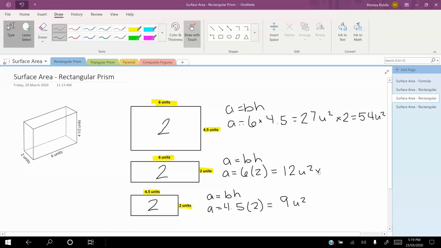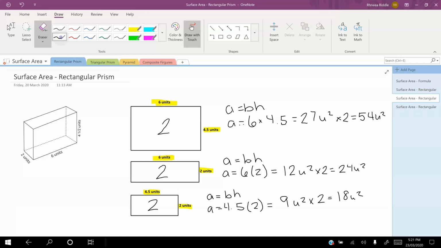And 12 units squared times 2 is going to give us 24 units squared. And 9 units squared times 2 is going to give us 18 units squared. So now we have to find the surface area, which is all the areas of the faces added together.